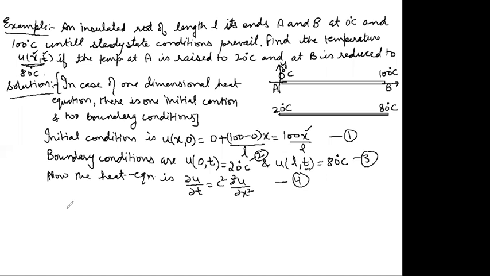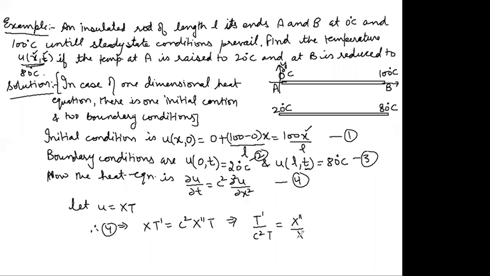Now by variable separable form, let u is equal to XT, as we have discussed this earlier also. I will discuss it in short. Then the fourth equation implies we have XT dash it is c square X double dash T. This implies T dash upon c square T is X double dash by X. This is equal to k, say, you know the reason, because otherwise they will be dependent variables.